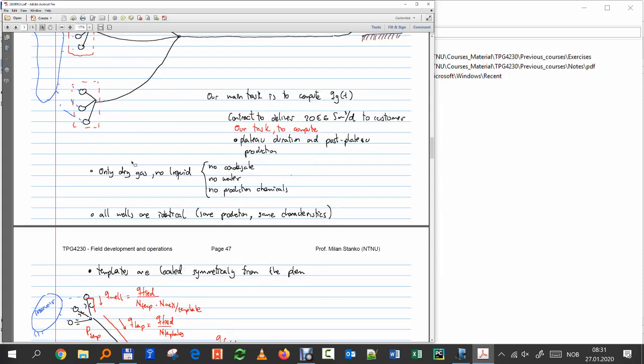And I made some other simplifications which are quite okay. It is only dry gas, no liquid, so I'm neglecting condensate, any oil that drops from the gas. I'm neglecting liquid water that drops from the gas, and also no chemicals. Usually, as you will see in the flow assurance lecture, we have to inject some chemicals to avoid a problem. Typically it can be corrosion, scale, or hydrates. So we are assuming we are not taking that into account.